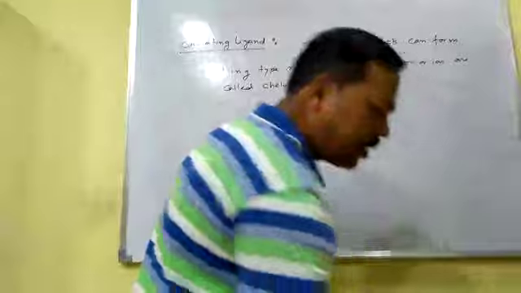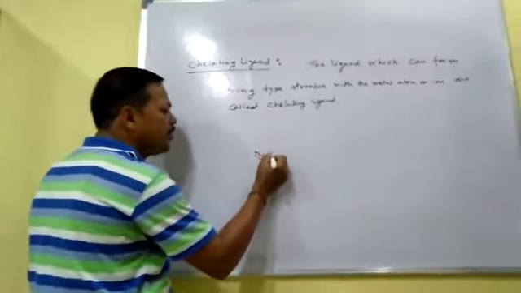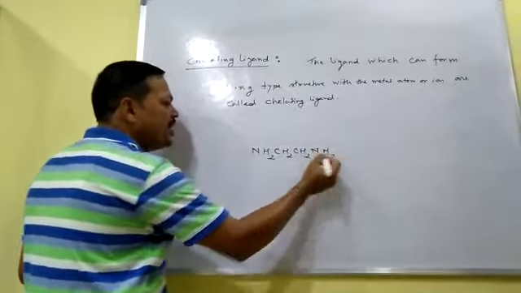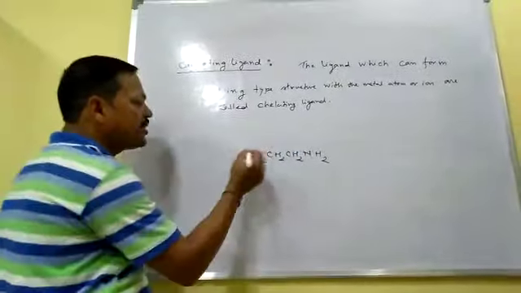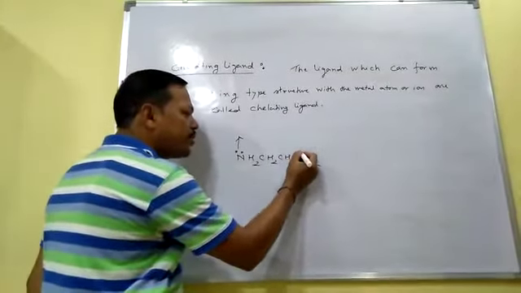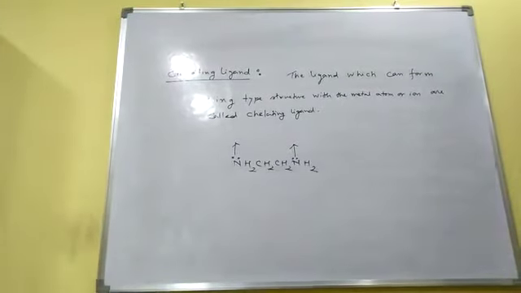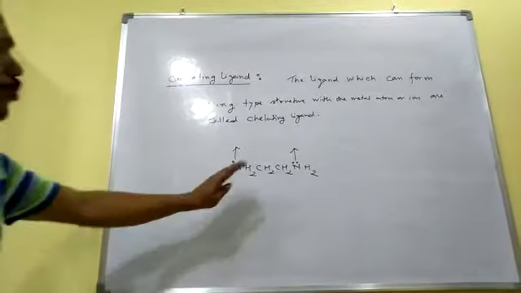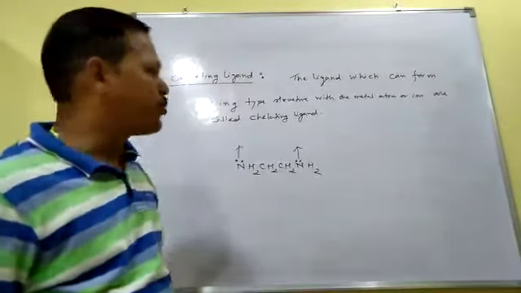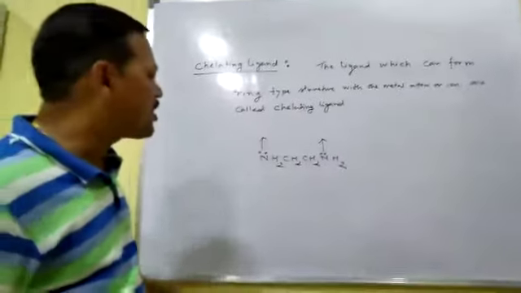But before doing the example, I'll tell you one thing. Already I have given one example, NH2 CH2 CH2 NH2, which is called ethylene diamine. In this ligand, this nitrogen donates the electron pair to the metal, this nitrogen also can donate the electron pair to the metal atom, and that's why this is one example of bidentate ligand. And this ligand can act as chelating also. I'll show you how they can form the ring type structure.